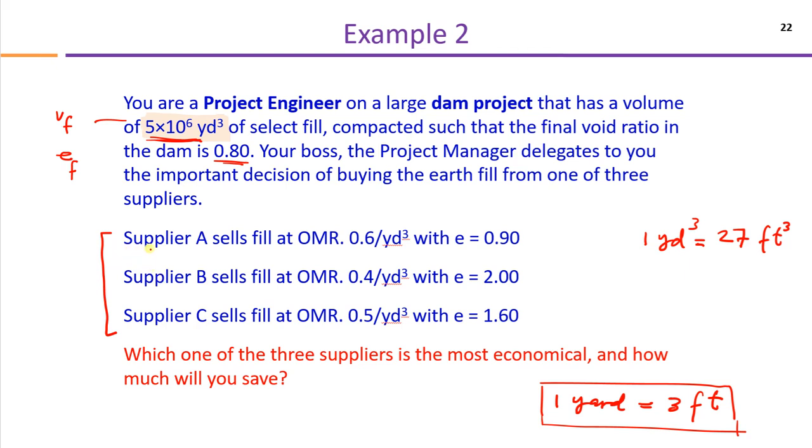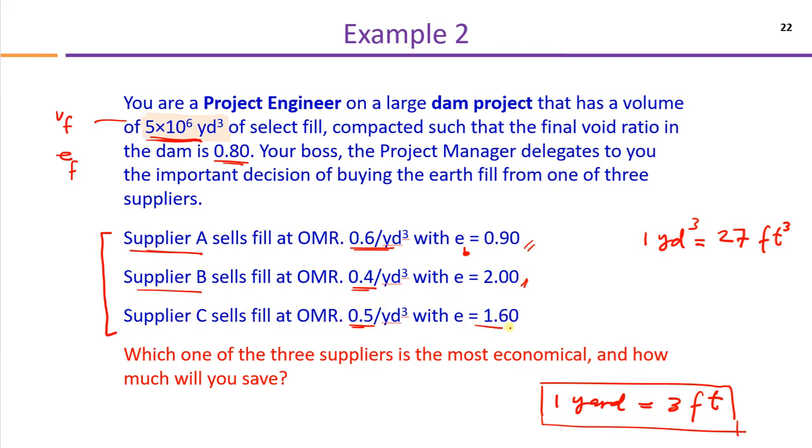Now there are 3 locations, 3 borrow areas from where 3 suppliers are going to provide us soil for compaction at different rates. For example, supplier A is going to give us the soil or fill at this rate, 0.6 Omani Real per cubic yard. But the void ratio of this fill is going to be, remember this is the borrow area. So this void ratio that we are going to take from supplier A, it has a void ratio of 0.9. Second supplier B is going to sell us at this rate, and the void ratio is this much. And third supplier has this rate.